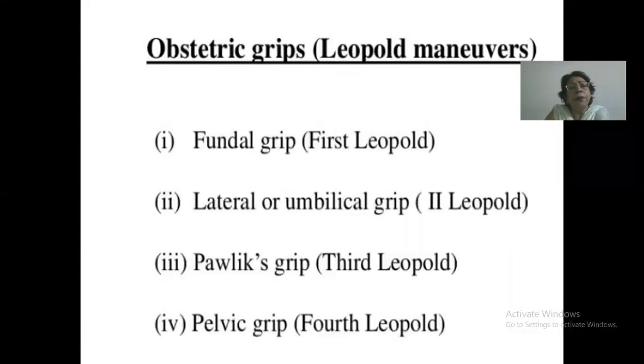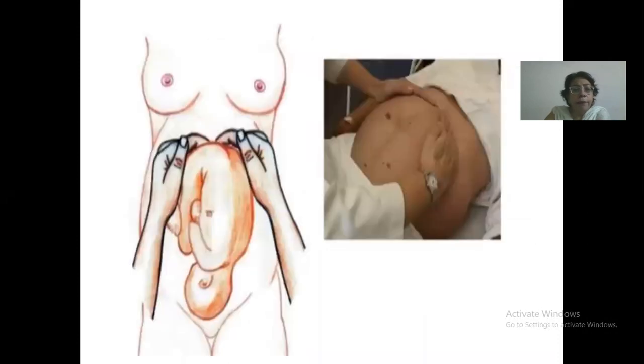Now coming on to obstetric grips, these are known as the Leopold maneuvers. First is the fundal grip, which is also known as first Leopold. Second is the lateral or umbilical grip, that is second Leopold. Third is Pawlik grip, that is third Leopold. And fourth is pelvic grip, which is the fourth Leopold.